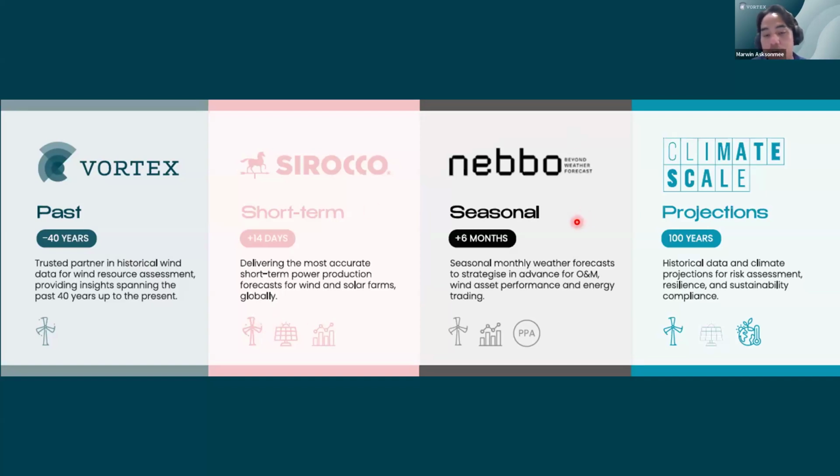And then there's Nebo, where we're trying to do the anomaly forecasting for the next 6 months. And finally, the last one would be for the long term, up to 20 years or 100 years. We're trying to do the climate change projection and see if the wind speed or the solar irradiance would change over the next 4 or 5 decades, how it would change and how it would impact your renewable asset.